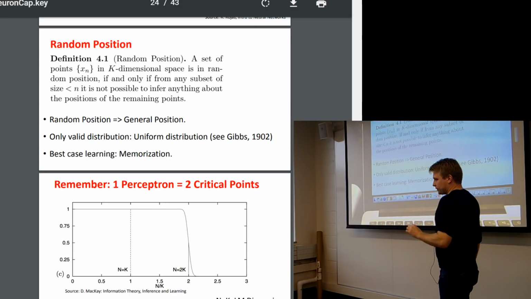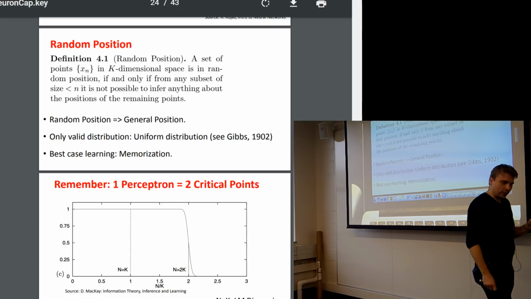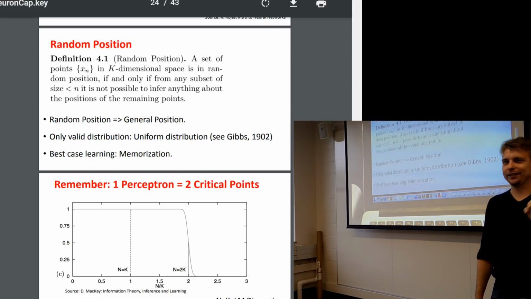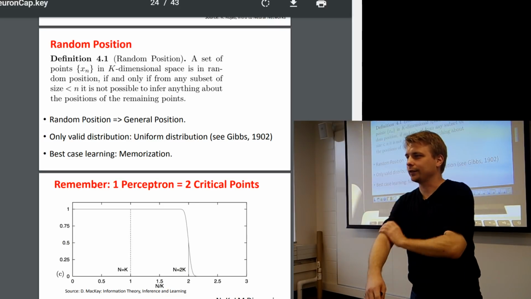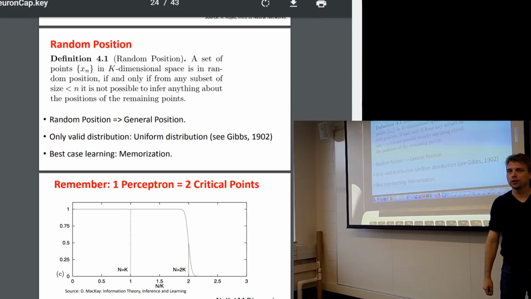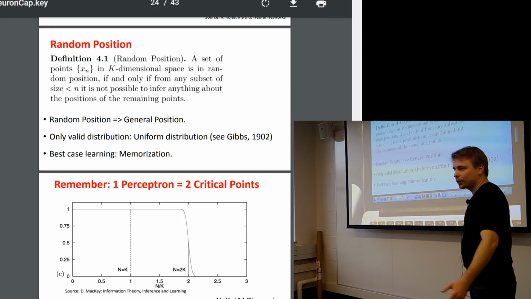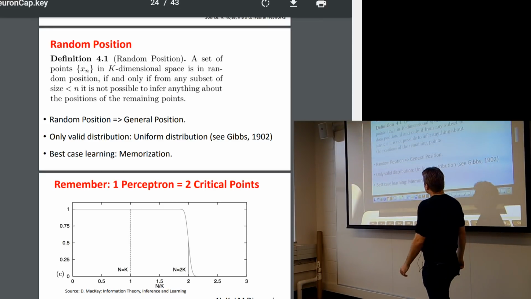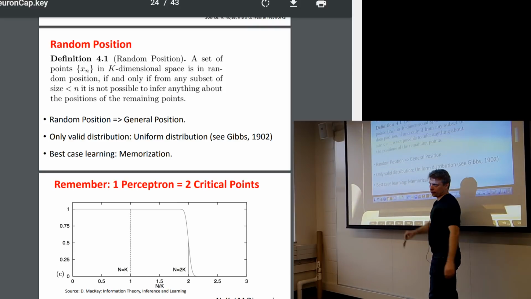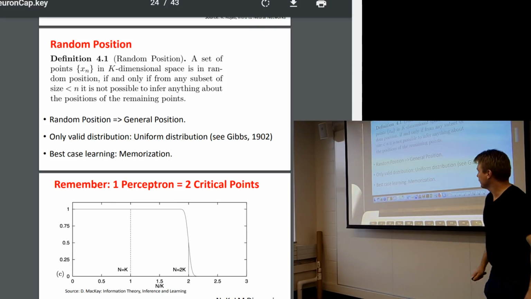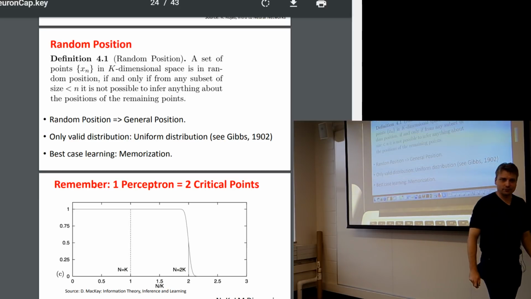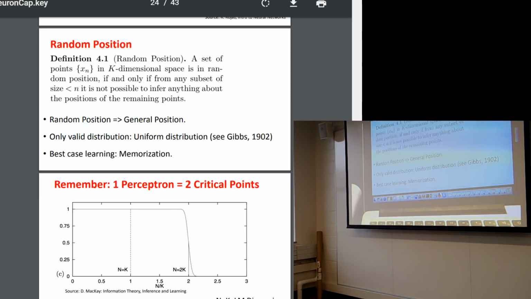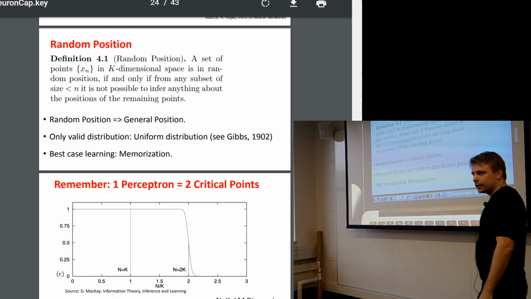It's also interesting to think about this, because what can a neural network do when you give it completely random points? What kind of prediction can it do? None, obviously. I give you random numbers. The best thing you can do is memorize them. Ha, model works, right? So random position is obviously also general position, just to be consistent. And the only valid distribution, unfortunately, that would give us random position is the uniform distribution. Now, I want to point out, and that's really interesting.